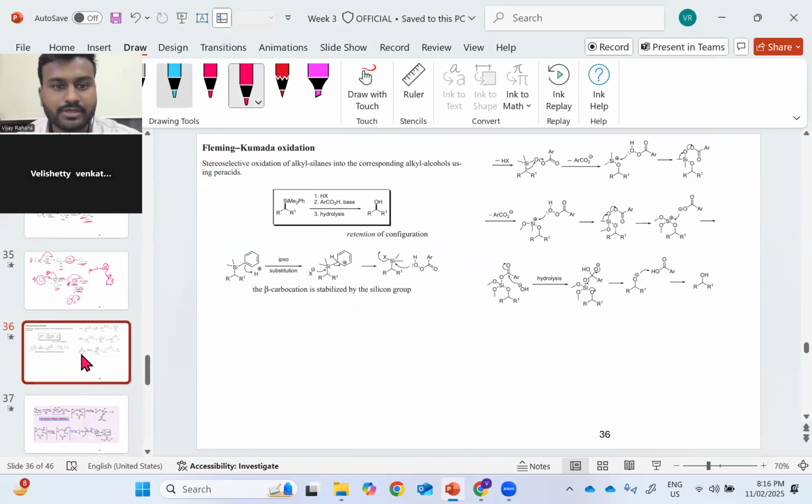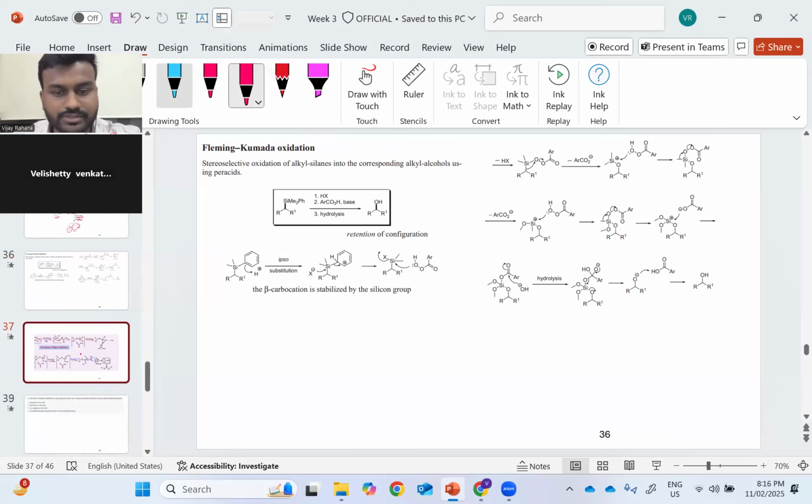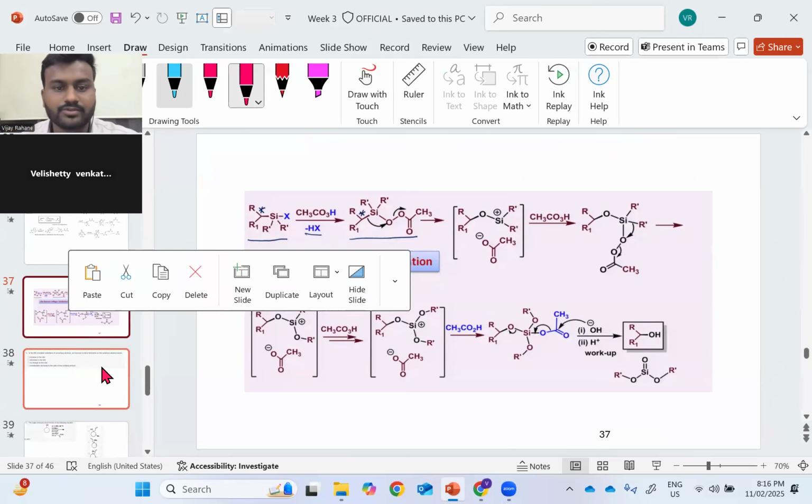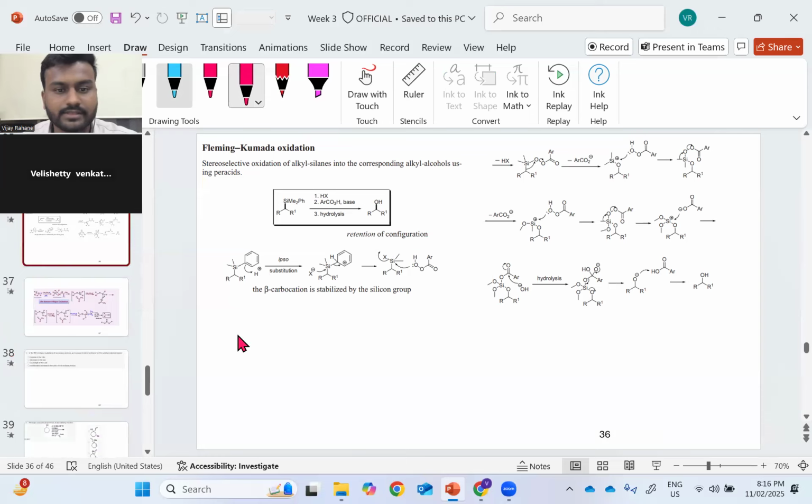Then again, we have one of the reactions, which is the Fleming-Kumada oxidation reaction, which we are going to learn in the 15th lecture or 16th lecture or in the next week. So I will just show one example, because this is a question someone asked in the question and answer forum. So I think this was the question. Yeah, the question was in this reaction.